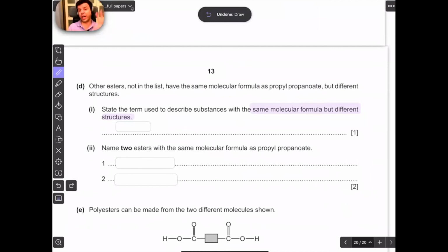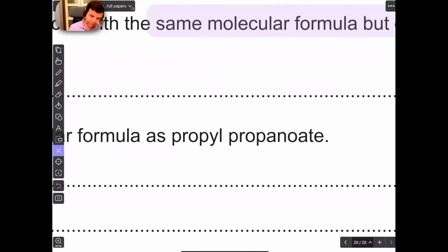What do we call those that have the same molecular formula but different structure? Heidi? Isomers. We call them isomers. Name two esters with the same molecular formula as propyl propanoate.